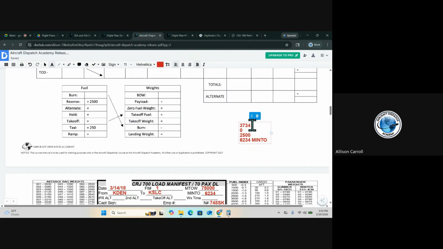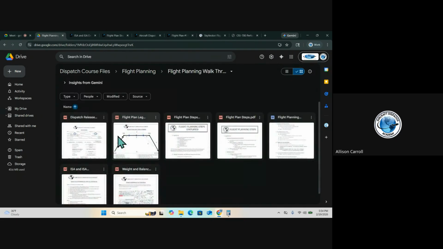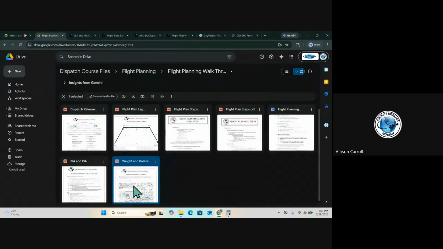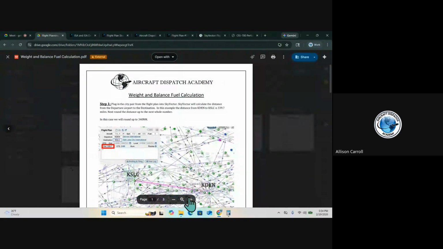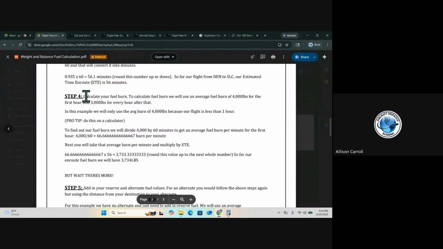With that burn, with the regular burn, remember we had to go back to the weight and balance and fuel calculation page. So weight and balance, fuel calculation. The fuel calculation is the last two steps. So step 4, to calculate your fuel burn. Remember, the first hour is always 4,000 pounds, and every hour after that is 3,000 pounds. So with this example, okay, it uses Denver to Salt Lake. So finding out our fuel burn, we take that first hour of 4,000 pounds, we divide it by 60 because that gives us the fuel burn per minute, okay?